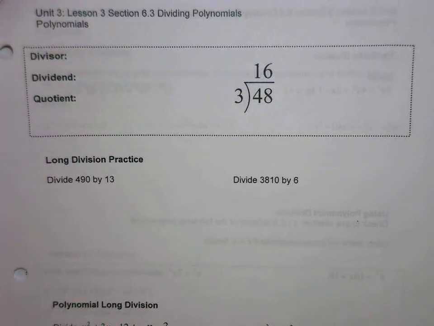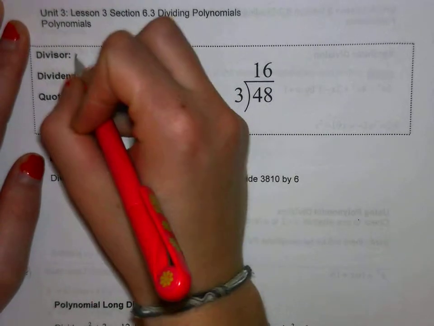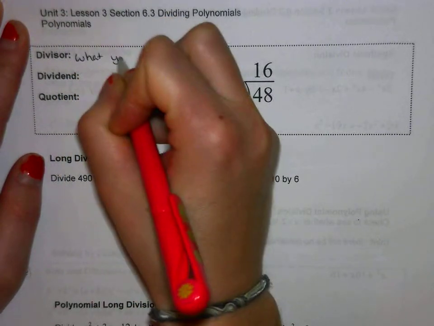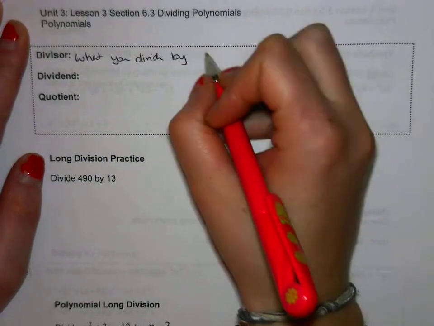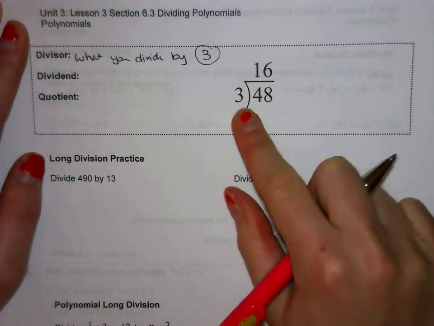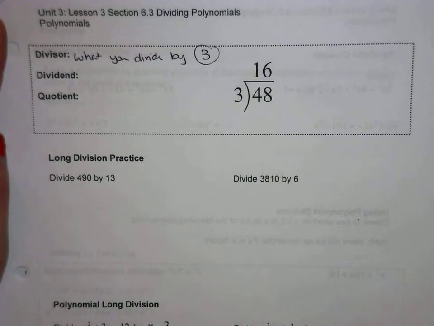Today we're going to be dividing polynomials. So first let's review dividing with long division. The divisor is what you divide by. So if we look in here, 3 is our divisor because that's what we're dividing by.